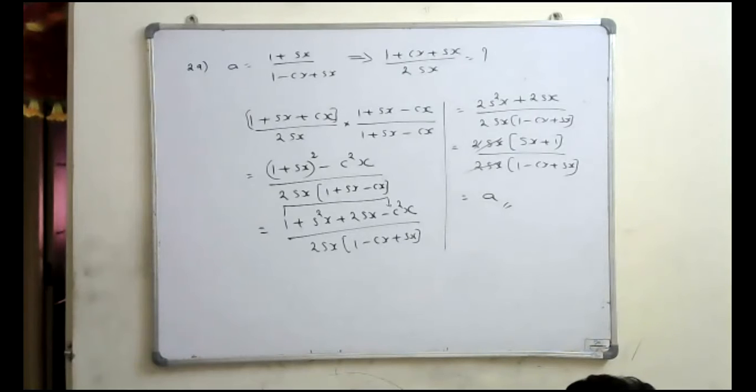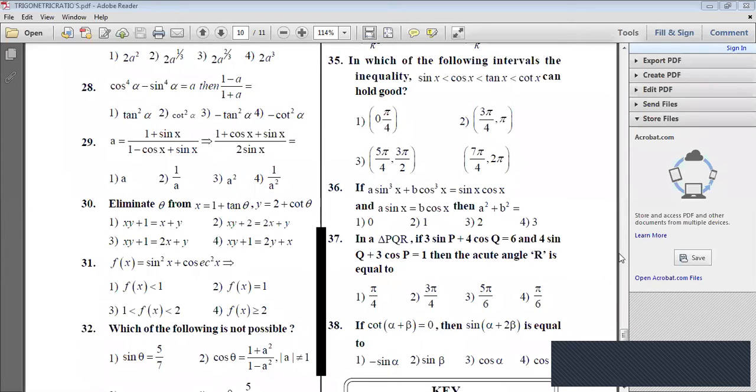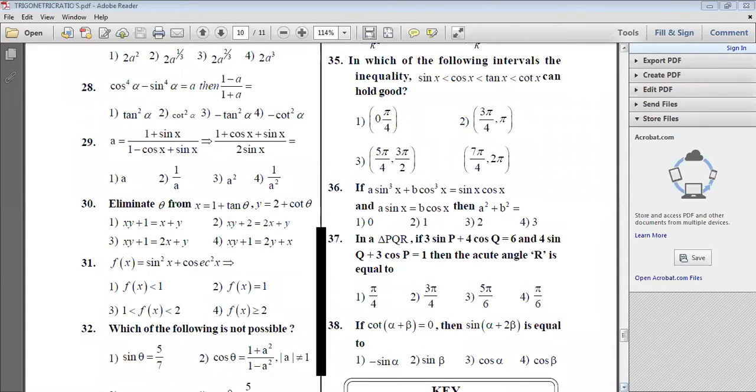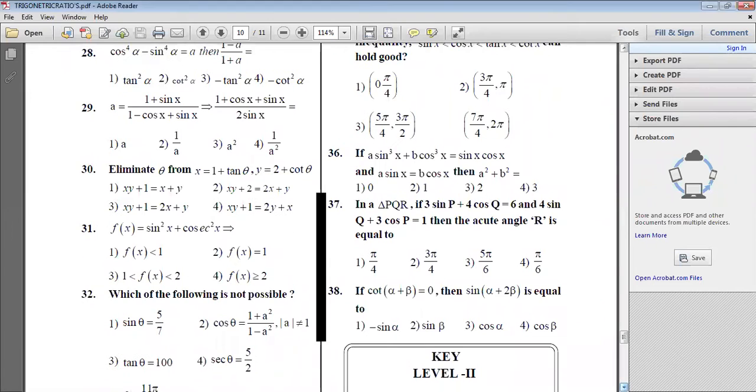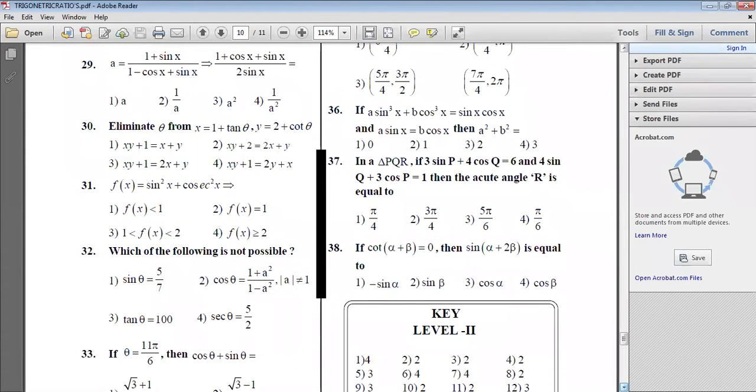Okay. Next, look at the next problem. Look at the 29th problem. 29th was over 30. Eliminate theta from these equations. This is a simple question. Option third. Option third. Okay.